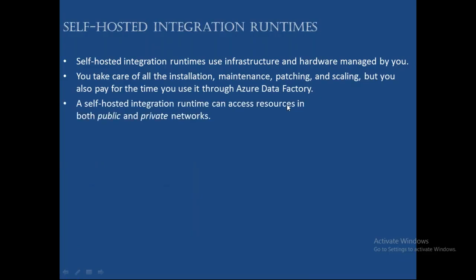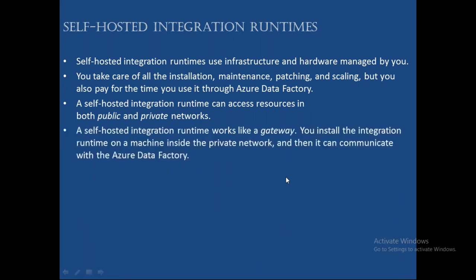Next, self-hosted integration runtime can access resources in both public and private networks. Isn't it, friends? I have shown you practically how you can copy data within the cloud, from on-premise to on-premise, and from on-premise to the cloud by using self-hosted integration runtime. You don't need a self-hosted IR to copy data from cloud to cloud; Azure integration runtime is recommended, but still you can do it by using self-hosted IR.